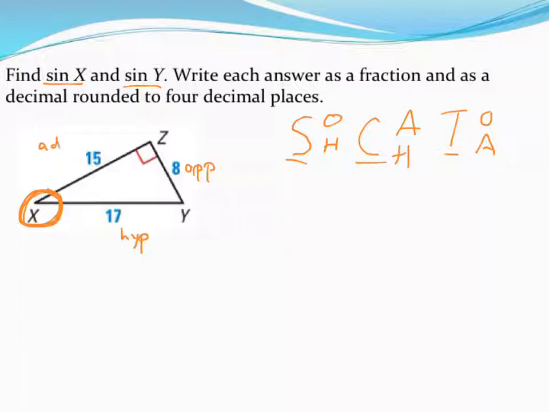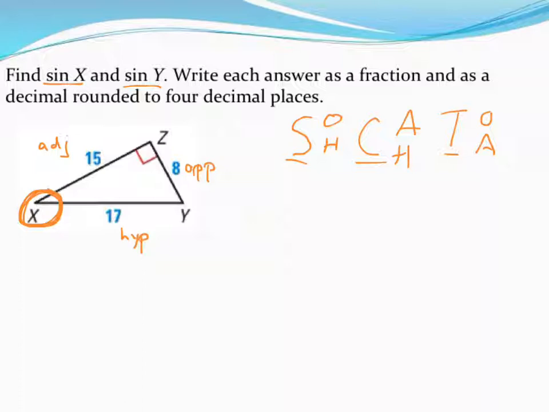That leaves me with one more side, and the leftover would have to be the adjacent, which just means next to, so that 15 is the side that's next to the angle. Some people say, well, the hypotenuse is next to it as well, and I say, yeah, but the hypotenuse is already named. It has its name, it likes its name, it's not going to change its name. So there's the names of my three sides.